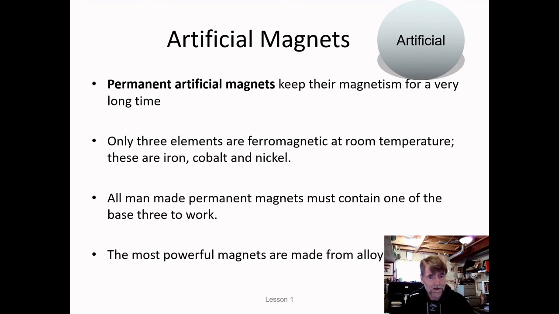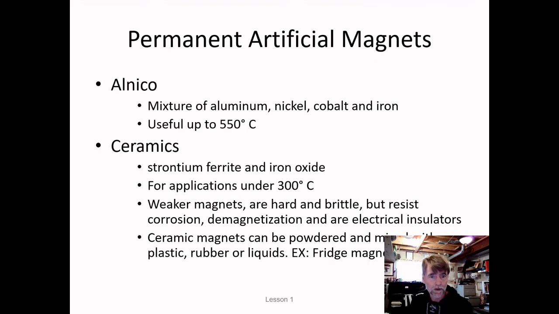And the final comment there says most powerful magnets are made from alloys. So this is not a chemistry lesson. We're not going to get into a lot of detail here. Just a little bit. But again, this kind of goes over my head really quickly. So just sort of to build the picture, paint the picture, understand what's going on. This thing called Alnico is a mixture of aluminum, nickel, and cobalt. So there's that list. Okay, useful up to 550 degrees Celsius. So under extremely high temperatures, this alloy will still maintain its magnetic properties.